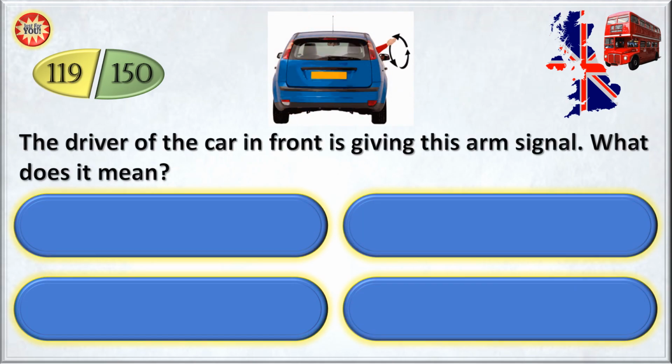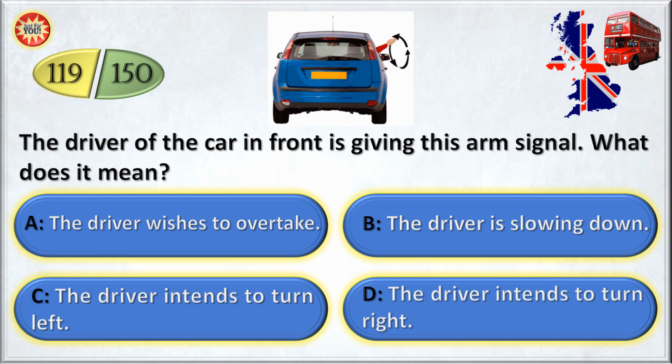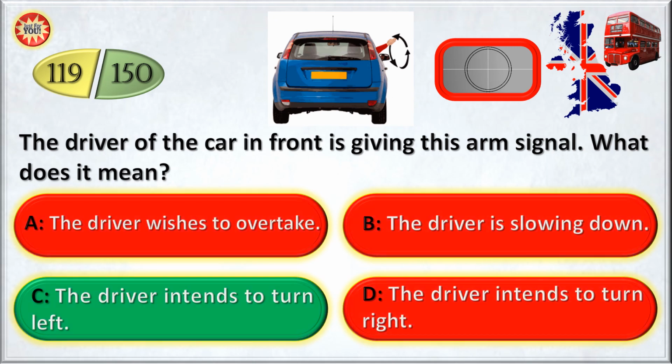The driver of the car in front is giving this arm signal. What does it mean? The driver wishes to overtake. The driver is slowing down. The driver intends to turn left. The driver intends to turn right. The driver intends to turn left.